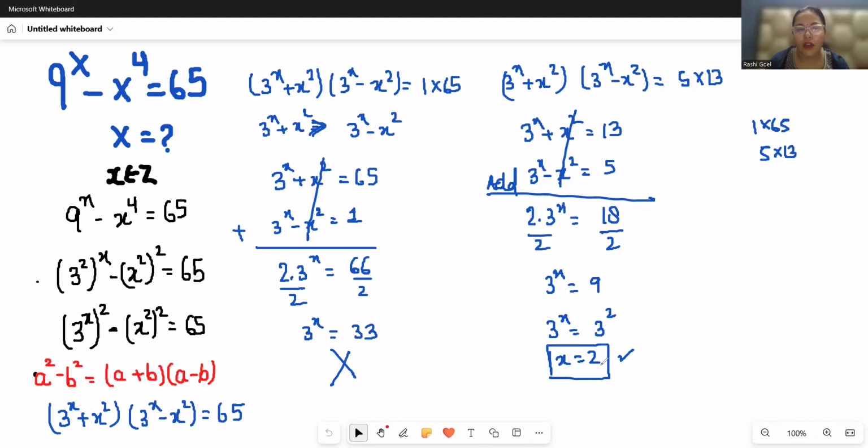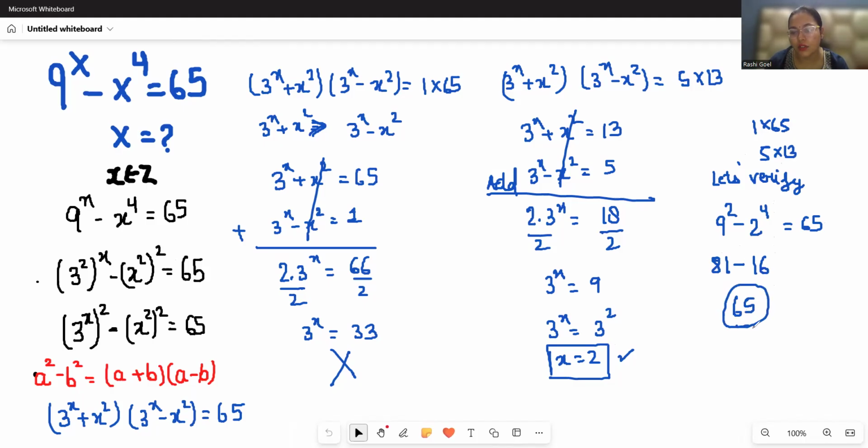So what is the value of x? 2. Now let's verify. 9^2 - 2^4 equals 65. 9^2 is 81 and 2^4 is 16, and 81 minus 16 is 65. So yes, x equal to 2 is the verified solution.